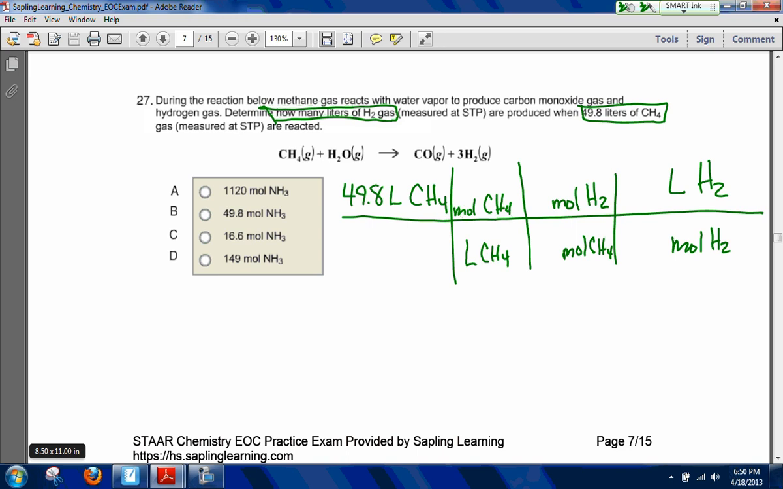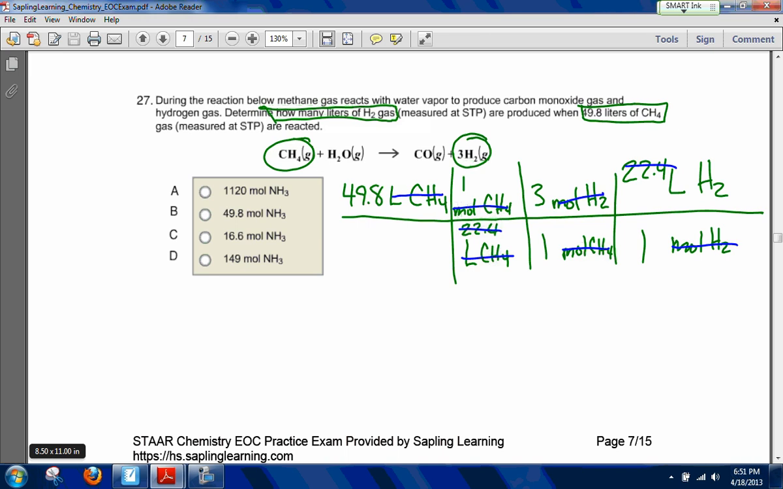Okay, so there were 22.4 liters for every one mole. Got that from the formula chart. There are 3 moles of H2 for every one mole of CH4. And then again, since this is STP, we get 22.4 liters for every one mole of H2. So conveniently, the 22.4s cancel out. I've got one on top and one on bottom. They cancel. Moles CH4 on bottom, moles CH4 on top, they cancel. Liters CH4 cancels with liters CH4. Moles of H2 cancels with moles of H2.